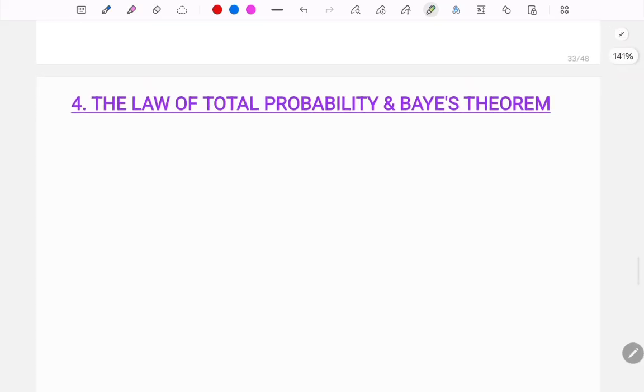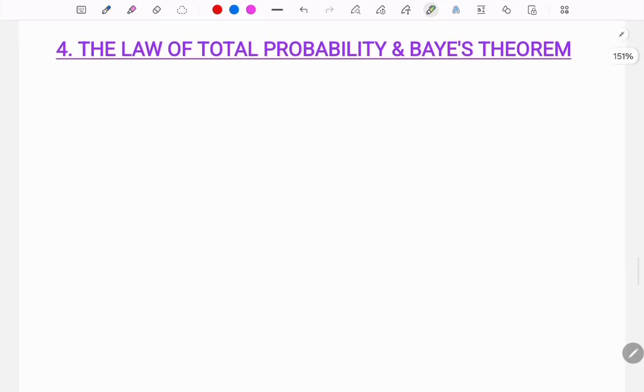See here, the law of total probability and Bayes' theorem. Bayes' theorem is just an application of the law of total probability. If you understand the law of total probability very well, then you can apply its definitions in Bayes' theorem. Bayes' theorem is just favorable outcomes divided by total outcomes, and the total number of outcomes is nothing but the law of total probability. Clear? Let's first see the statement.